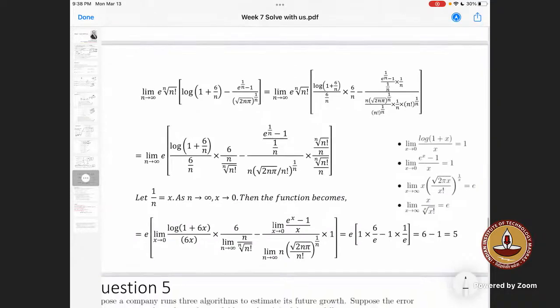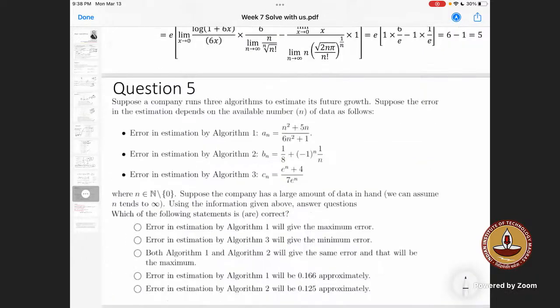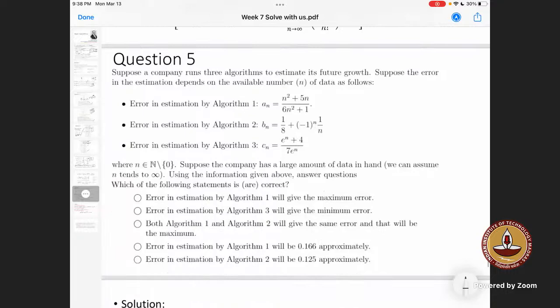Okay, so we are left with one more question. This is quite simple. You try and post your answers in the chat box. Is it visible? Not all options are visible. Now it's visible.